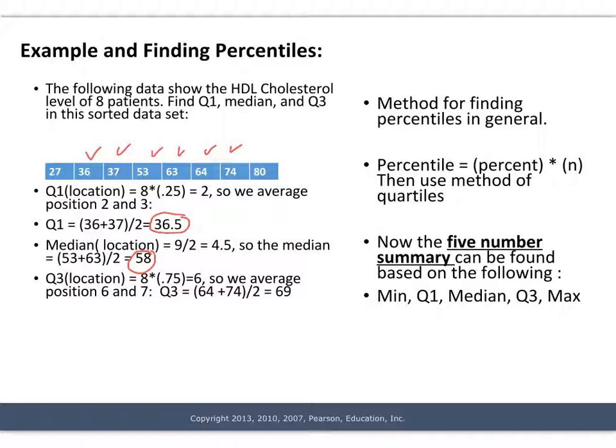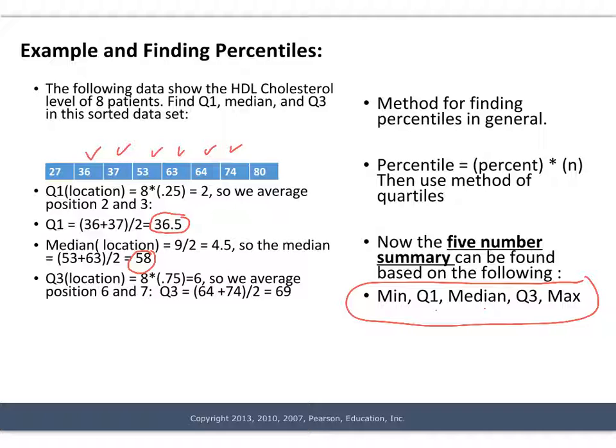So in general, in finding the percentiles, we just multiply the percentile, which in this case, if it's Q1, is 25%, times n, and then use the methods for either rounding up to the next position number, or averaging the two position numbers. Now that we know how to do quartiles, we have what's called a 5-number summary, which is the minimum number in the data set, Q1, the median, Q3, and the maximum value.